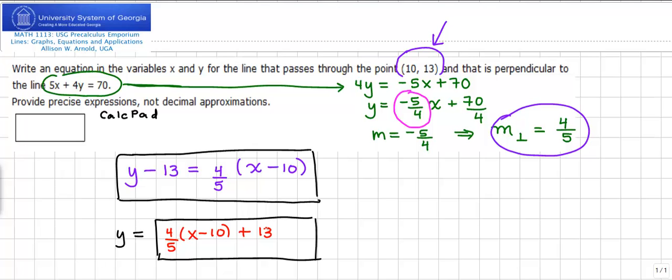Now, as I mentioned before, and said I would come back to it, with the calc pad available to you, you're not required to clean anything up. So if I needed to use the value 70/4, I could leave it as 70/4 rather than reducing it. And likewise here, I can leave my equation as 4/5 (x - 10) + 13, and I don't have to clean it up. The only time you would need to clean it up is if you were specifically asked for the slope-intercept form of the equation of the line.